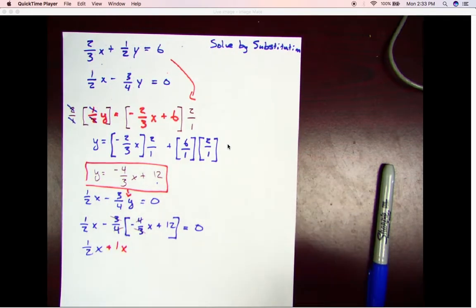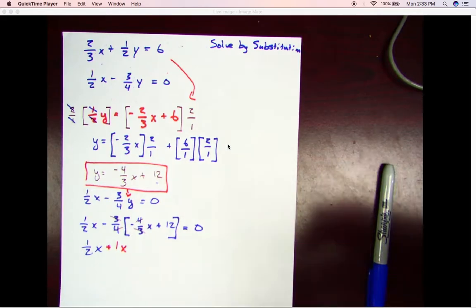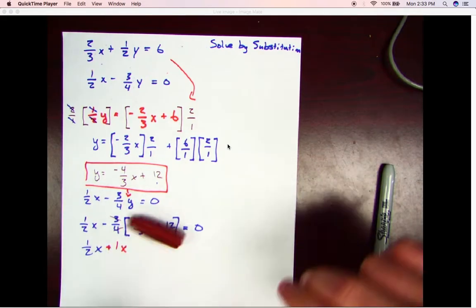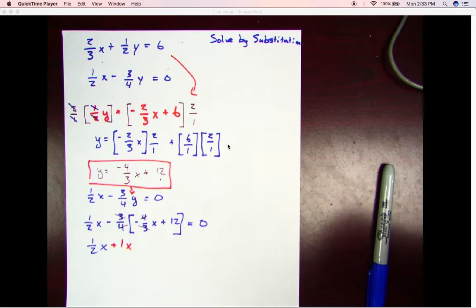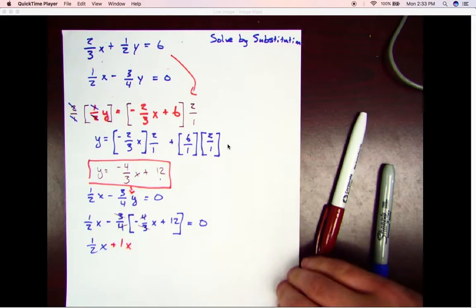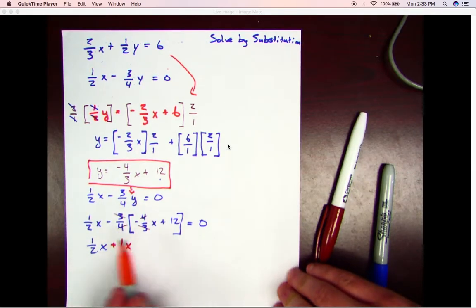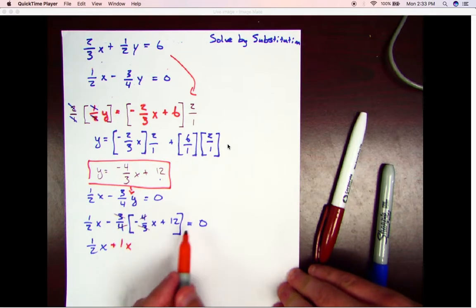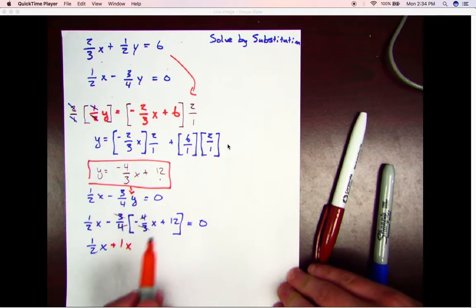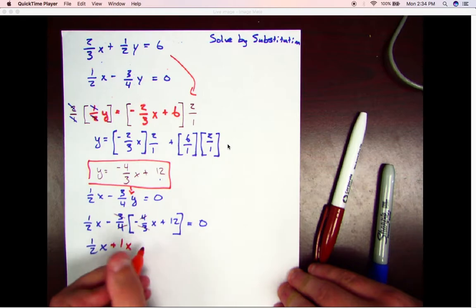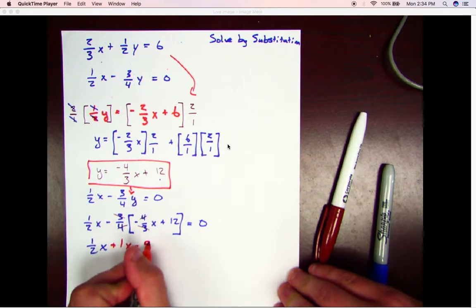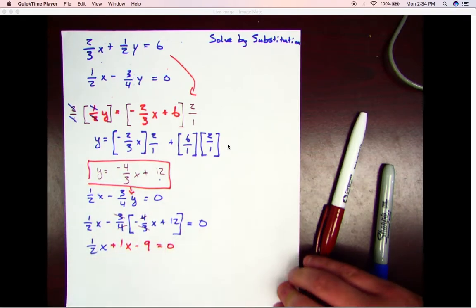Okay. Now the weird thing is too, that 3/4 did apply to that 4/3, but it also has to apply to this 12 down here. It's got to distribute. So what we have, this 4 can go into this 12 how many times? 3 times. So now we have a 3 times 3. Well, that gets you a -9 equals 0.